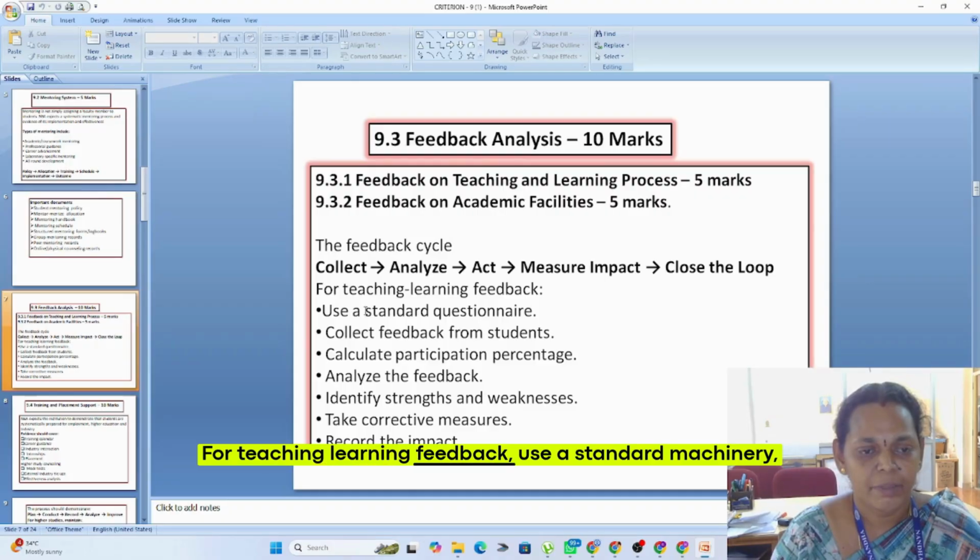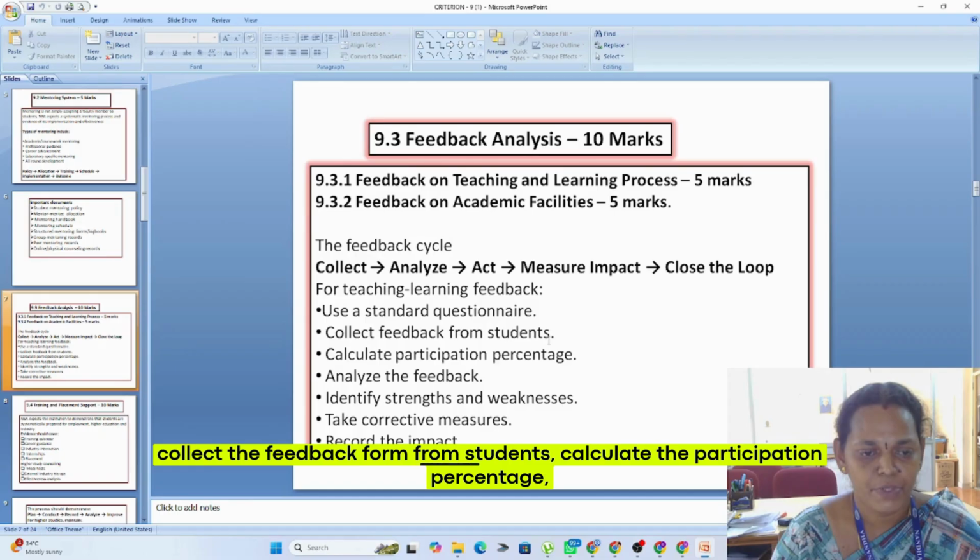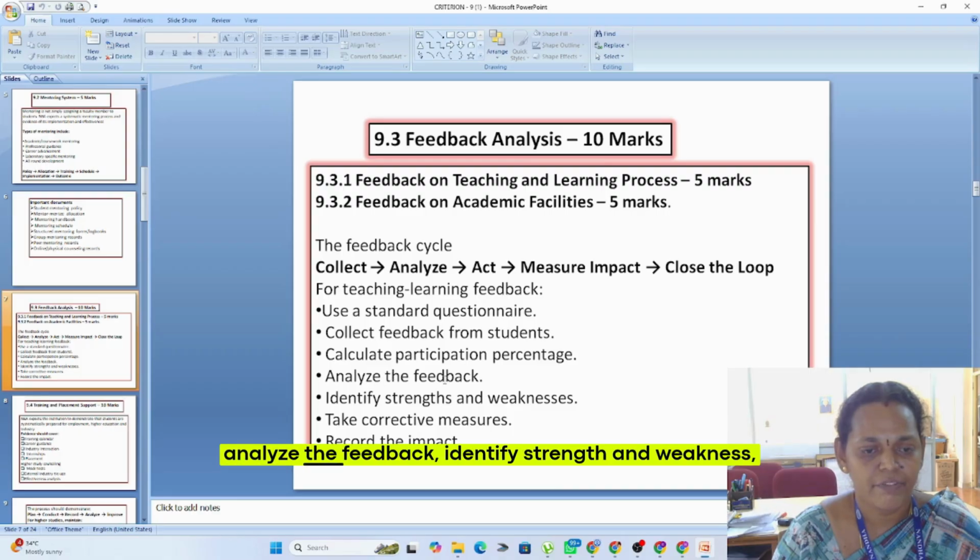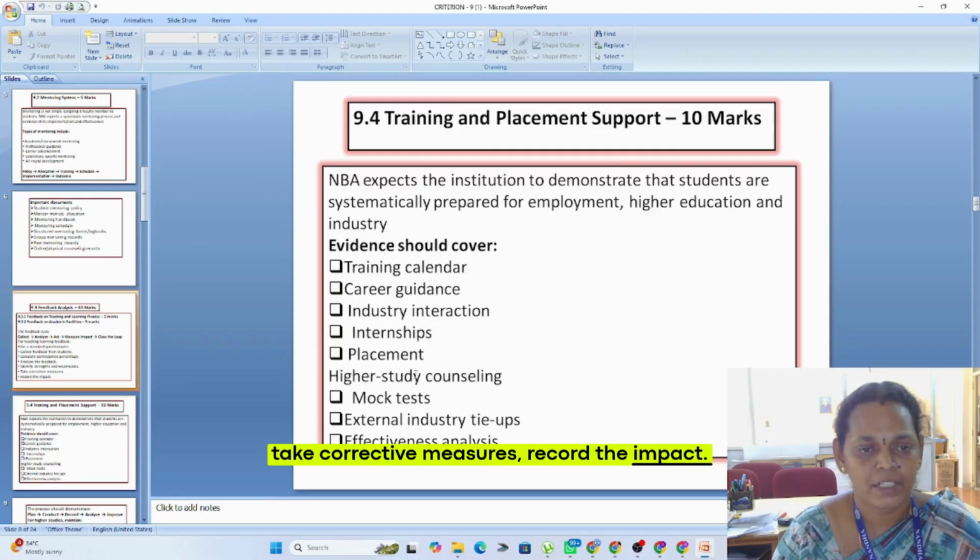For teaching learning feedback, use a standard questionnaire, collect the feedback form from students, calculate the participation percentage, analyze the feedback, identify strengths and weaknesses, take corrective measures, and record the impact.